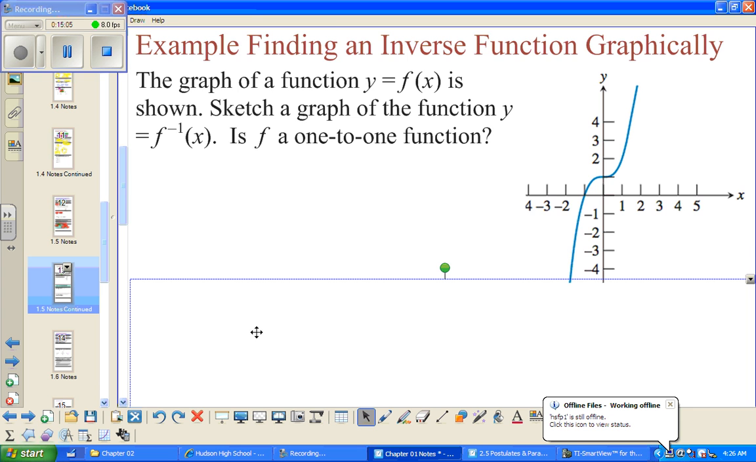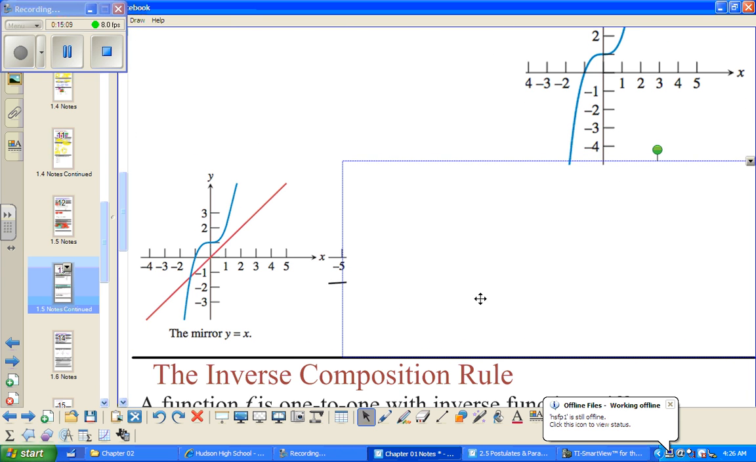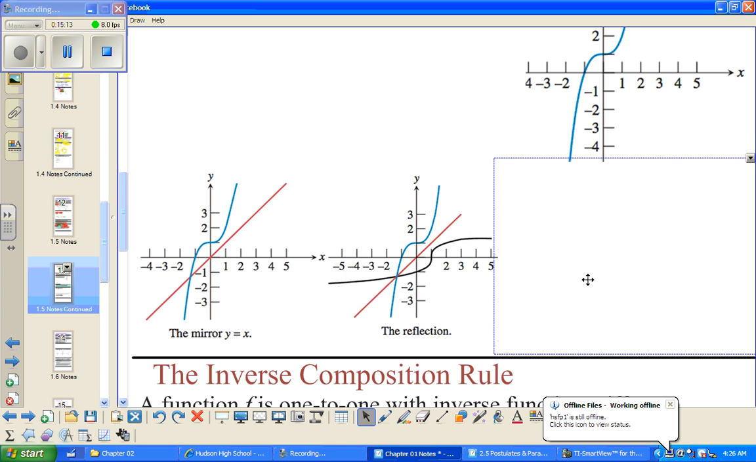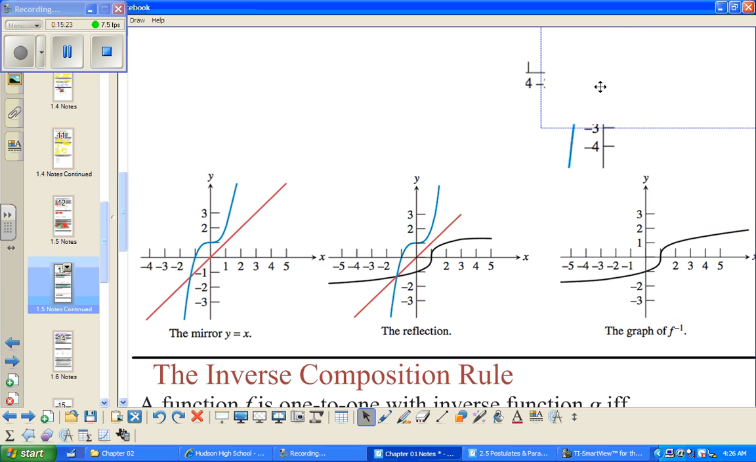So the nice graphic I have for you is this. I just drew that red line earlier. That's the mirror line. I then reflect it across. All of these points reflect across to here. All of these blue points reflect across to these black ones. The result is the inverse function. So this graph is the inverse of the blue one. Pretty cool, I know.